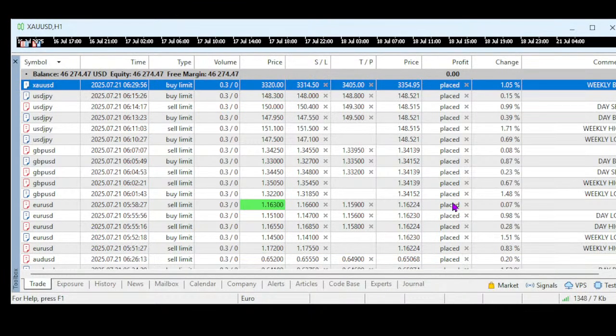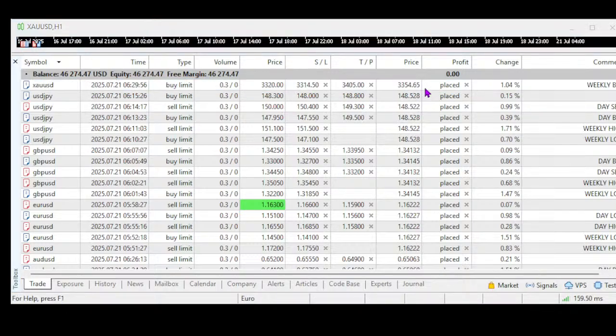We are going for a 3320 stop. That means what we are trying to say is we should not expect this weekly low to go beyond this level. So that's what we are trying to tell you and just share with you the information. So then we are going for a weekly sell.